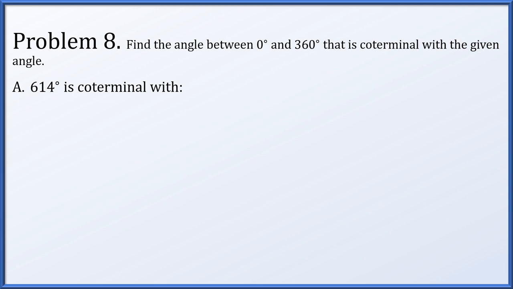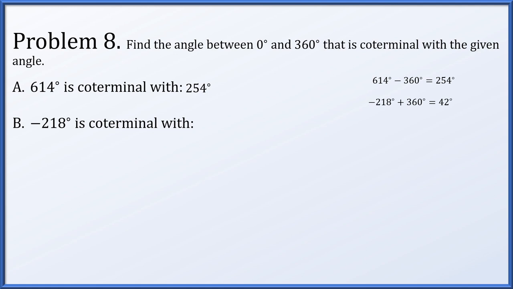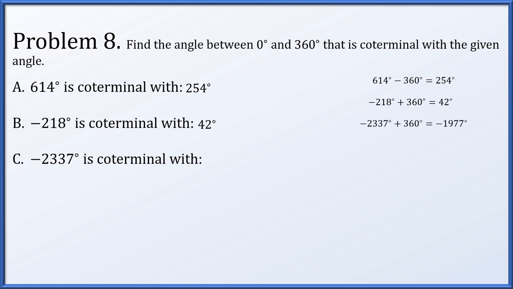First, 614 degrees. Well, we subtract 360 degrees because we were bigger than 360 degrees, and we get 254 degrees. There it is. Negative 218, in contrast, since it's negative, we're going to add 360 degrees, and we get 142 degrees. Negative 2,337 degrees. Well, it's negative, so add 360.